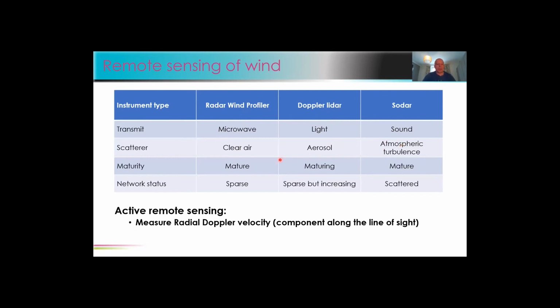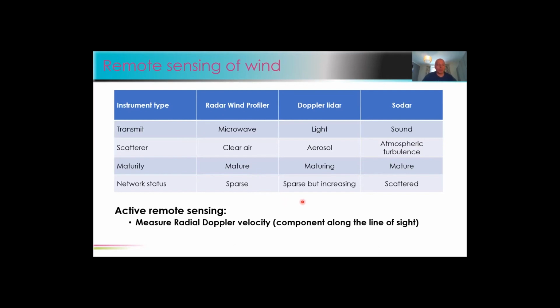Okay, so all of these are really measuring the radial Doppler velocity. The important thing to remember is you're looking at the component along the line of sight, and I'll explain that in a little minute. The radar wind profilers and the SODAR are mature; they've been around for some time. The Doppler lidar, at least in a commercial sense, is relatively new, but is also maturing. In some ways these networks are relatively sparse, but they are increasing over time.